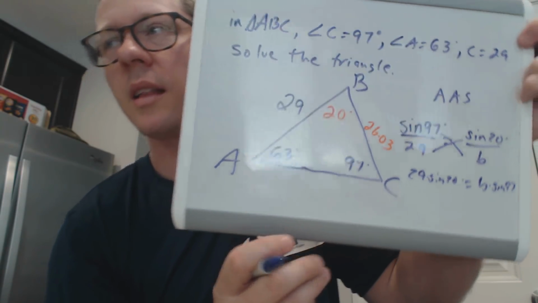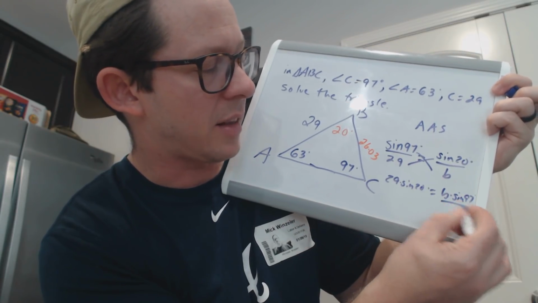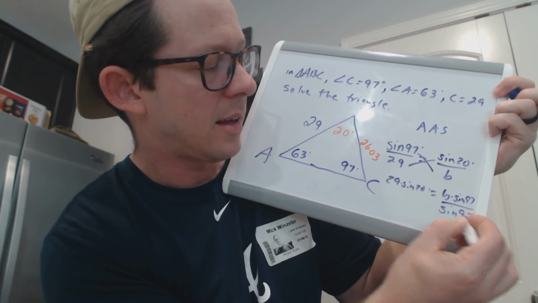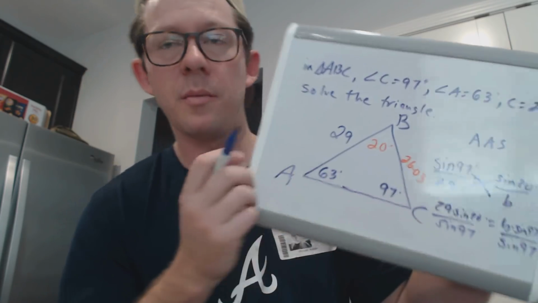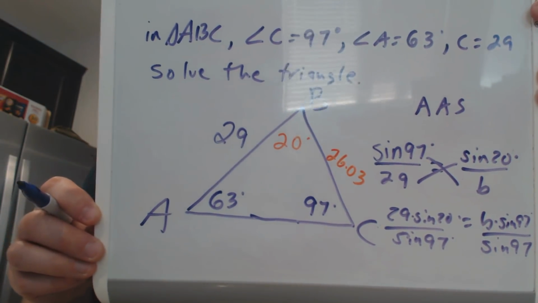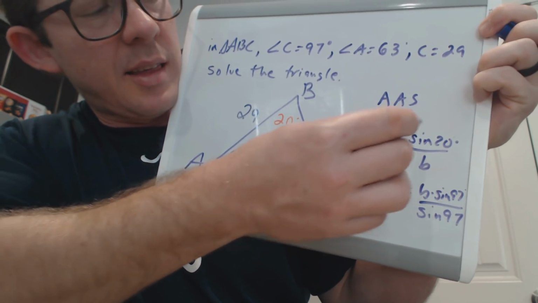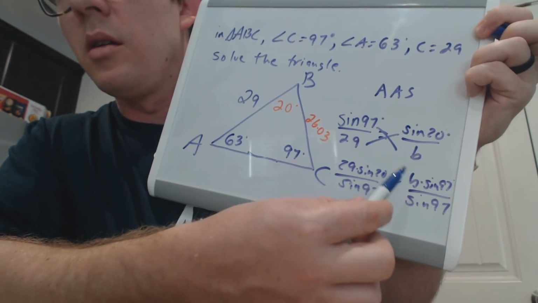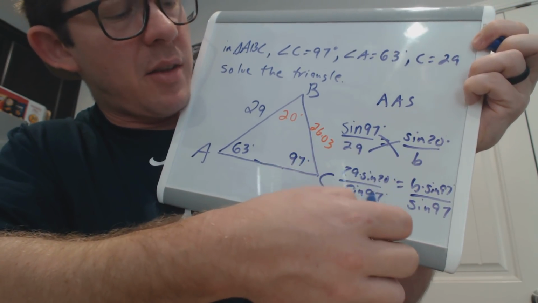Okay, once again, look here. 29 sine 20 equals B sine 97. And all you have to do is divide by sine 97 on both sides. So once again, look at this. 29 sine 20 divided by that sine 97, you will get B.